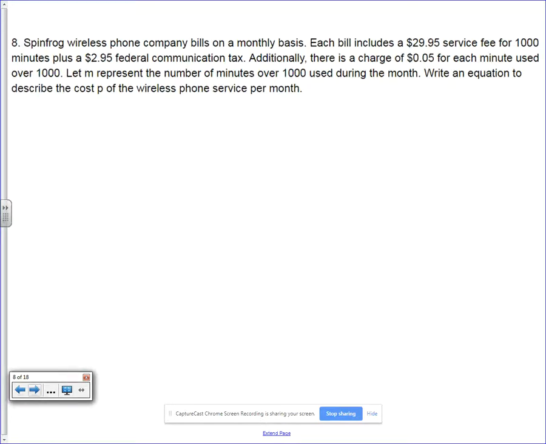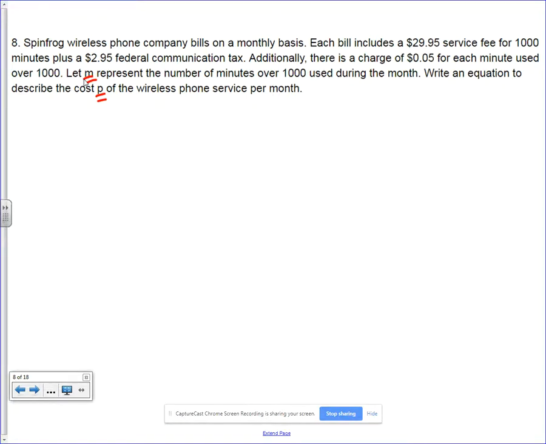Spinfrog Wireless Phone Company bills on a monthly basis. Each bill includes a $29.95 service fee for 1,000 minutes, plus a $2.95 federal communication tax. Additionally, there is a charge of 5 cents for each minute used, over 1,000. Let M represent the number of minutes over 1,000 used during the month. Write an equation to describe the cost P of the wireless phone service per month.